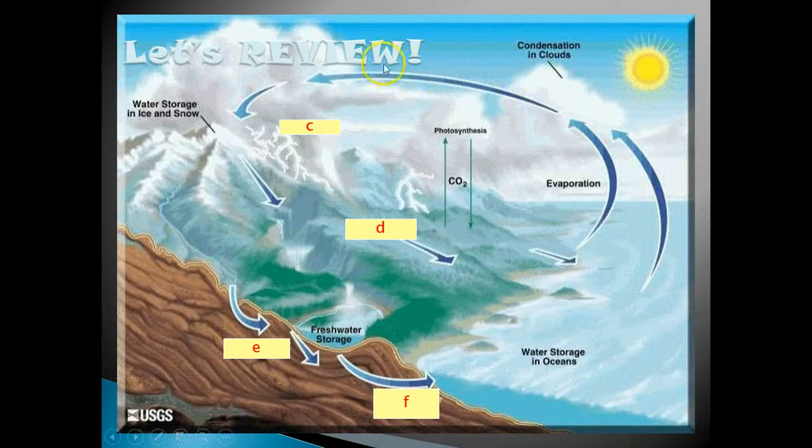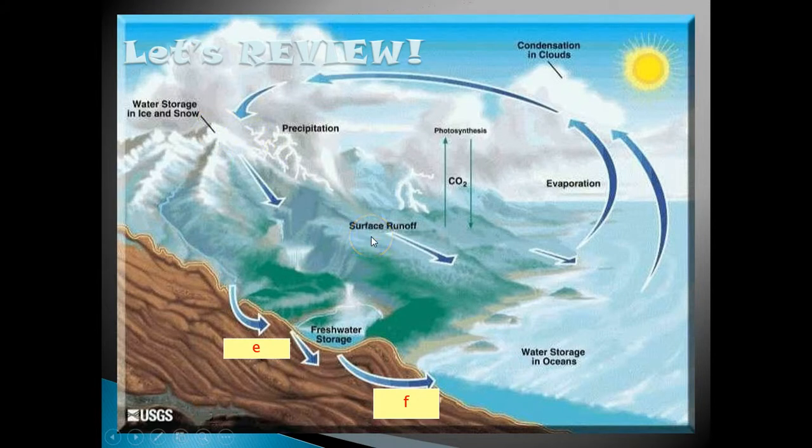Those clouds get pushed by the wind over the land, and then we have the process of precipitation, when water in those clouds gets heavy and falls from the atmosphere. After precipitation, there are a couple places water can go.